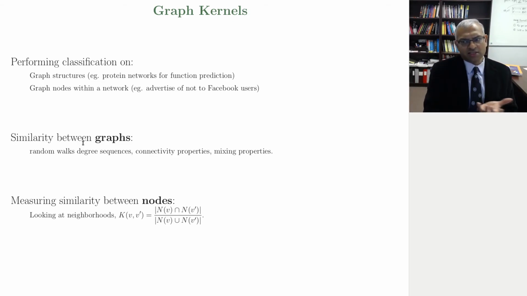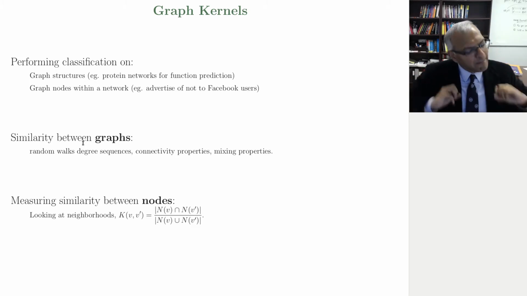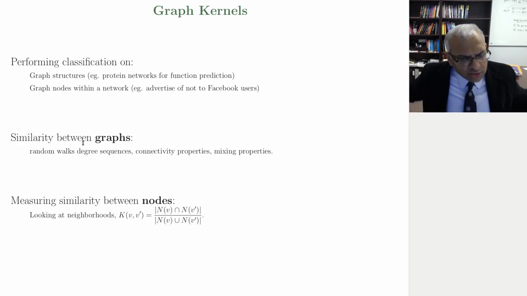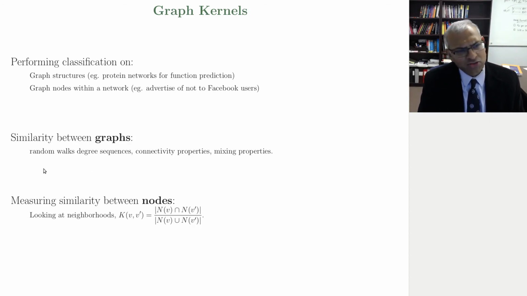The kernel takes as input a graph G1 and a graph G2 and outputs a measure of similarity. Once you have that kernel, boom, you can run the kernel machinery and do classification. There are many ways of constructing similarity metrics between graphs, based on random walks, degree sequences, connectivity properties, mixing properties, and so on.